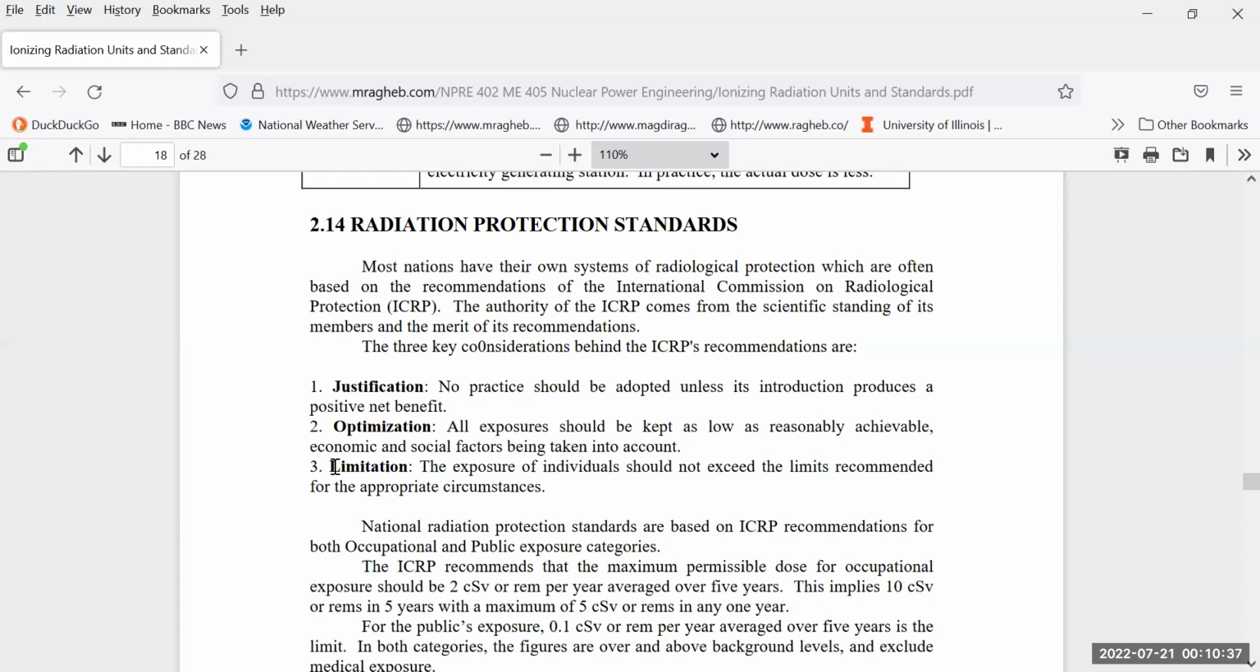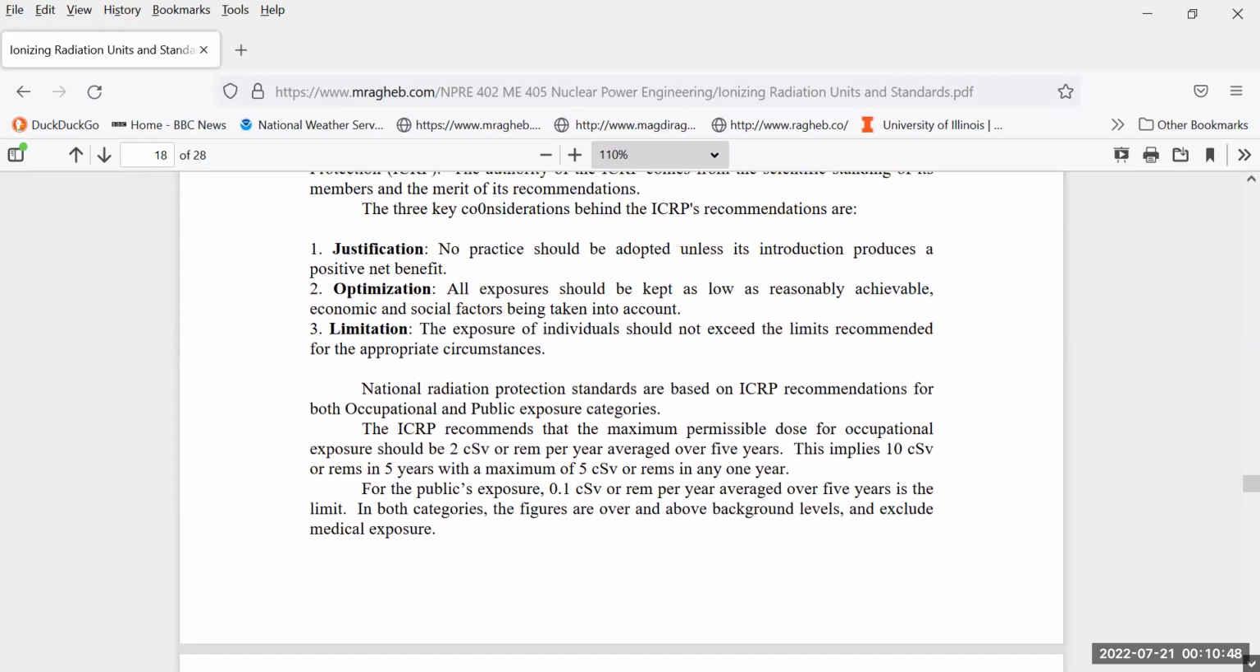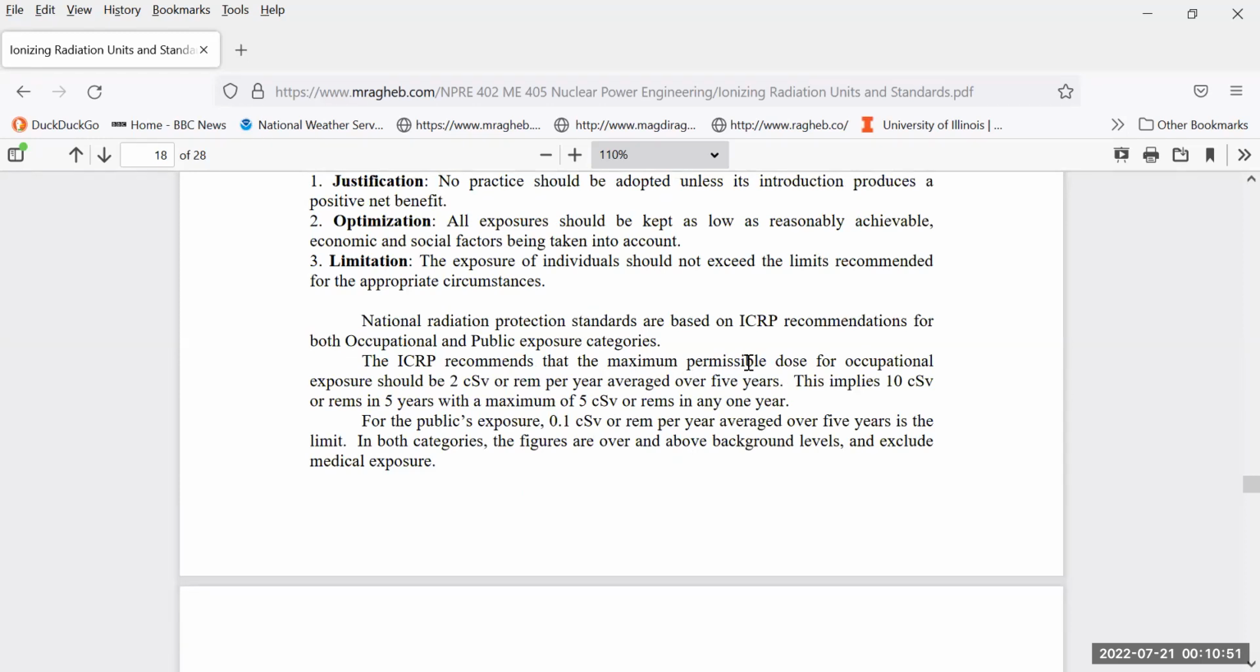So if there is no need to get exposed to radiation, no benefit to be obtained from it, then we should not exceed the limits recommended for the appropriate circumstances in general. The ICRP recommends for the maximum permissible dose for occupational workers 2 centisievert or rem per year, averaged over 5 years for people in the profession. As I suggested, the profession would be in the medical field or in the nuclear power production field. That implies that you cannot give radiation to a professional in the field of more than 10 centisievert or rem over 5 years, with a maximum of 5 centisievert or rem in any 1 year.